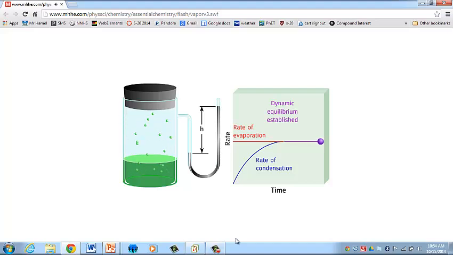The difference in mercury levels, represented by H, is the equilibrium vapor pressure of the liquid at the given temperature.